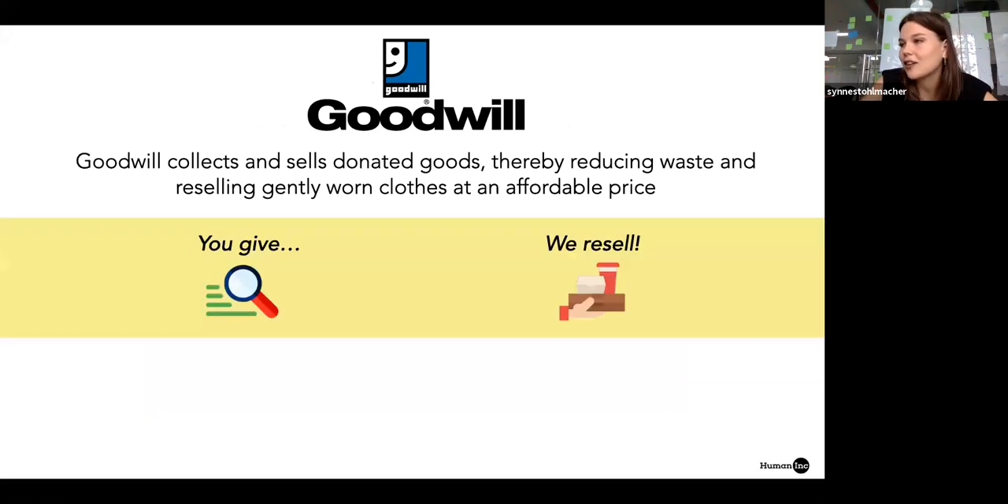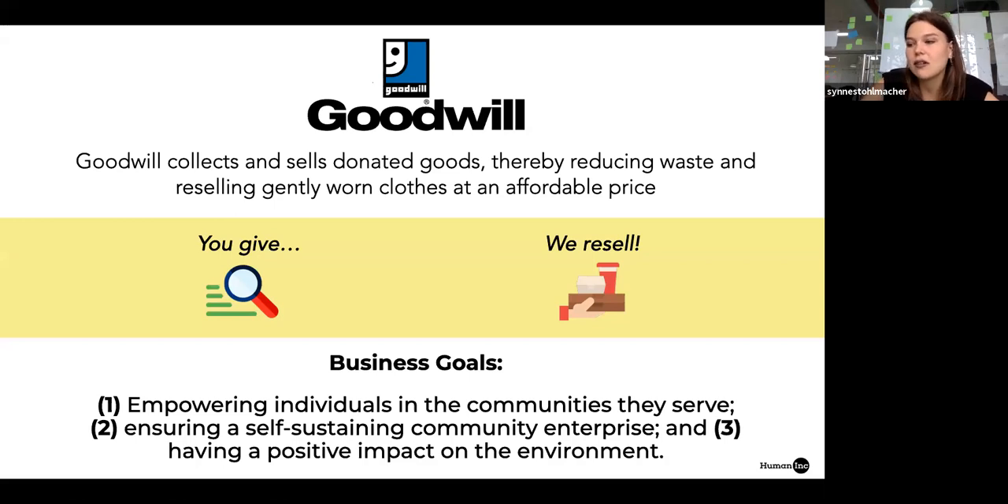So their simple slogan, you can almost say, is you give, we resell. And their business goal is to empower individuals in the communities they serve. They also want to ensure a self-sustaining community enterprise, and they want to have a positive impact on the environment. So they have quite a lot of social impact in their business model.